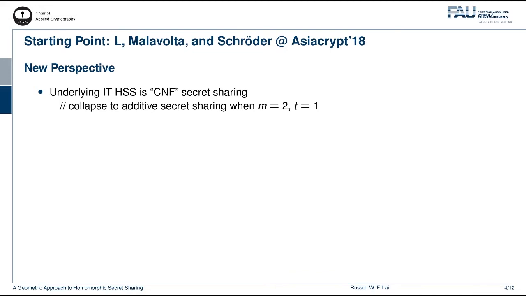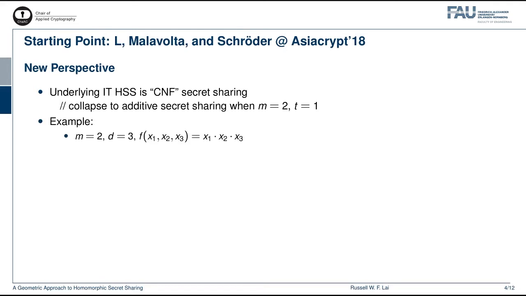In order to improve this old result, we revisit it from a new perspective. Specifically, if we view the HSS scheme as the result of compiling an IT HSS scheme with a homomorphic encryption scheme, then we can see that the underlying HSS scheme is actually the so-called CNF secret sharing scheme. If you don't know what the CNF secret sharing scheme is, what you need to know for this talk is that it collapses to the additive secret sharing scheme when the number of parties is 2, which is the setting that we are going to use in the following example.